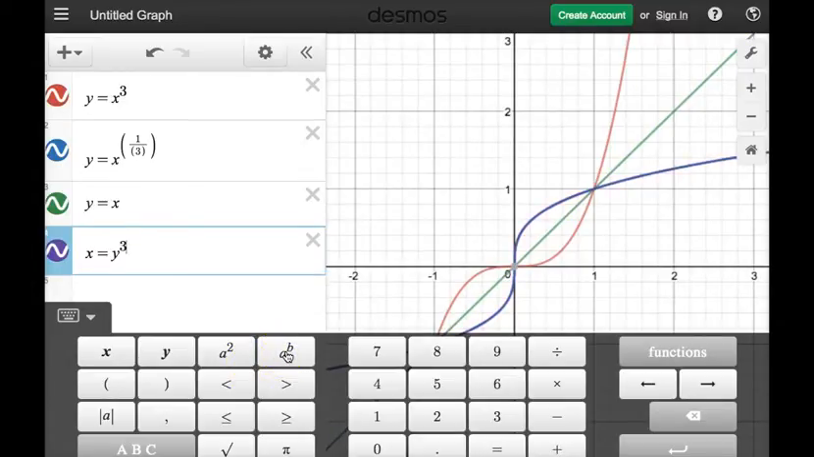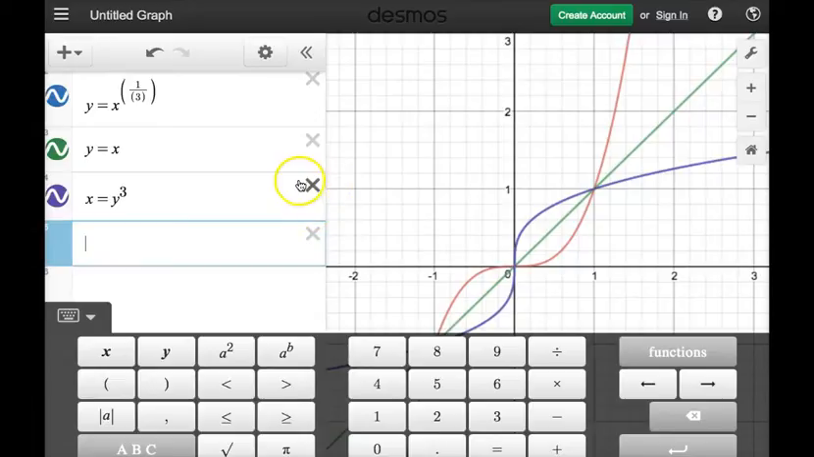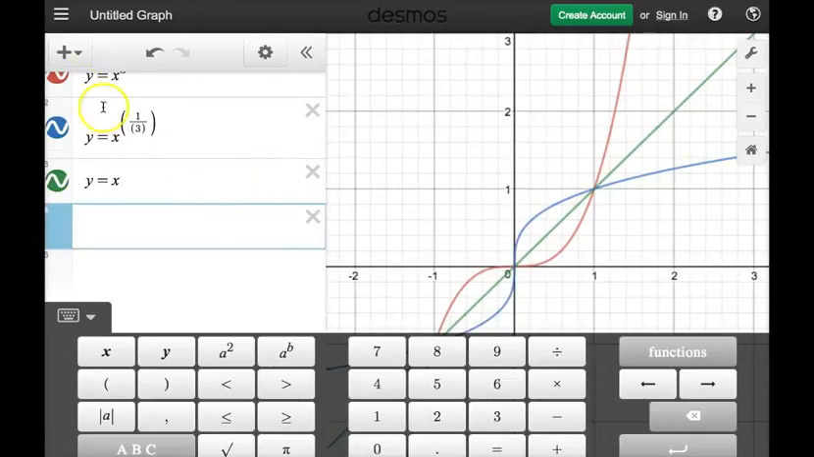What did it just sit on top of? It just sat on top of the blue one. Look, I'll get rid of it. Look. So there's y equals x to the third, the blue one. I'm now going to do x equals y cubed.